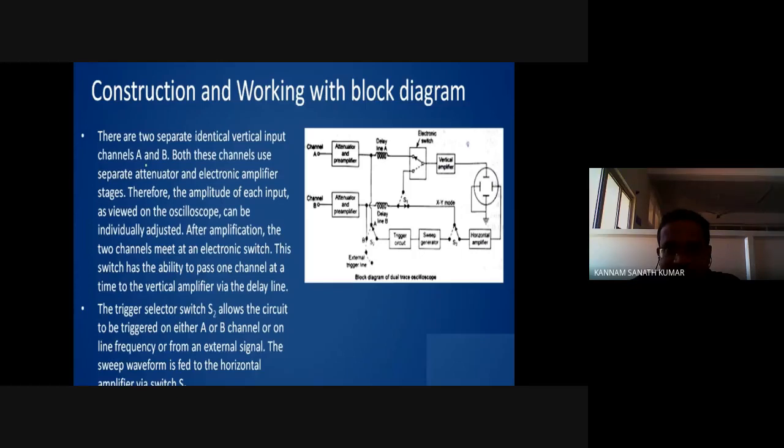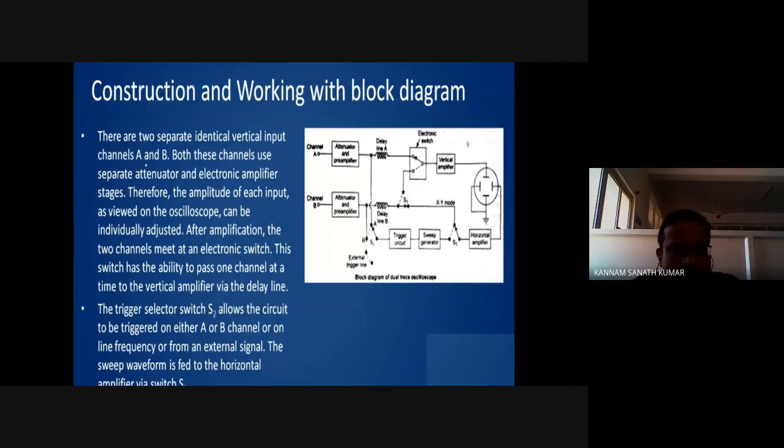And here this is an electronic switch. This is the main component we should observe. This will decide whether to connect the electronic switch to channel A or channel B. This is decided by the external trigger line. When it is connected to S2, channel A is selected. When it is connected to B, the switch is connected to channel B.